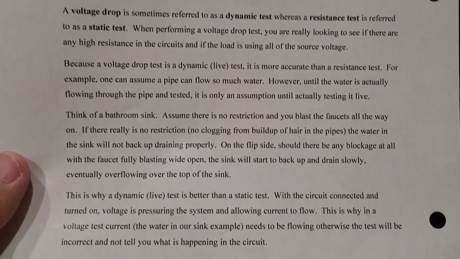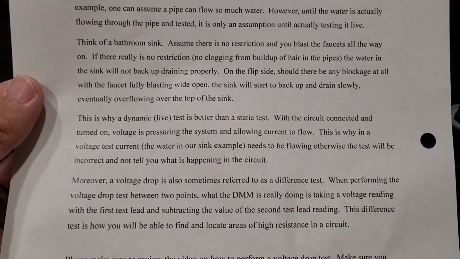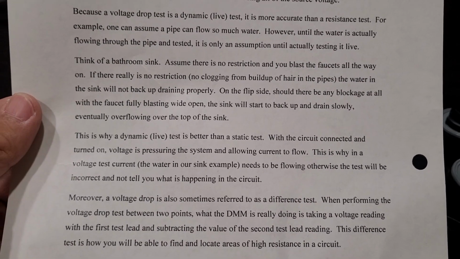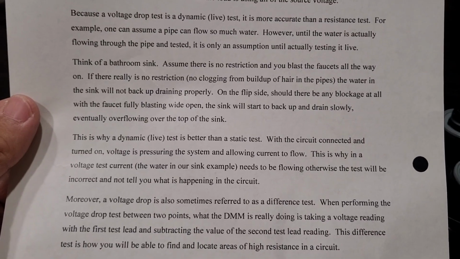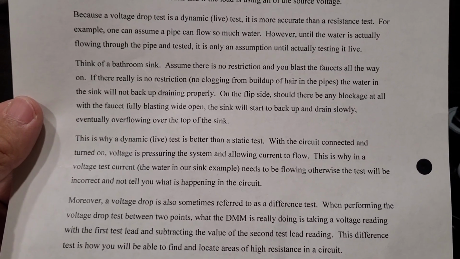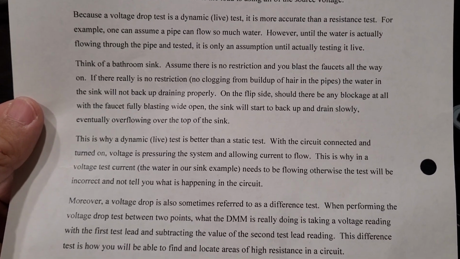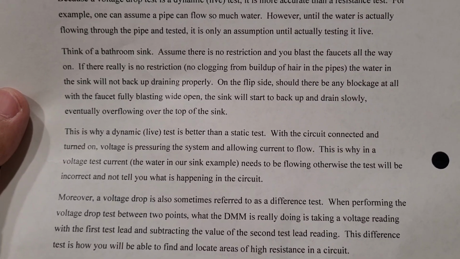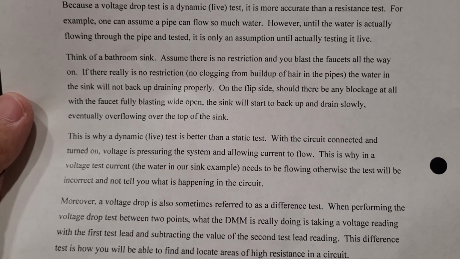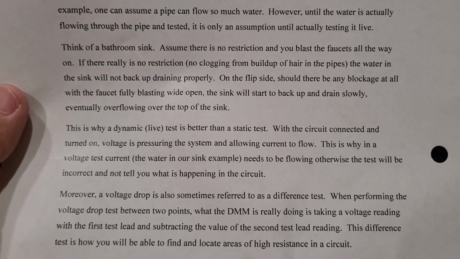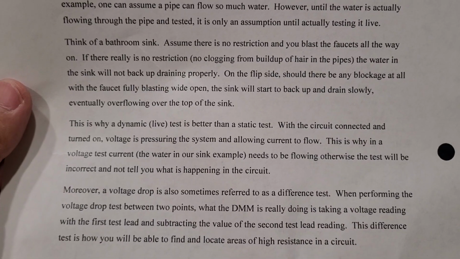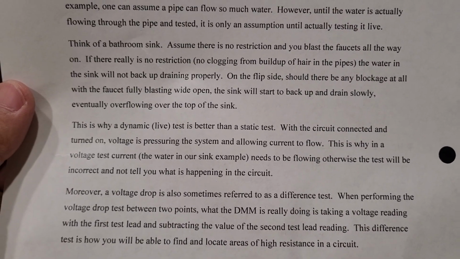Okay, if you look at this example here, it says, think of a bathroom sink. Assume there's no restriction, and you blast the faucets all the way on, fully on. If there's no restriction in your piping, no clogging, no buildup, or nothing in the pipes, water is going to flow. It's going to drain without any issues. It won't back up because that pipe is just clean, perfect, no issues.